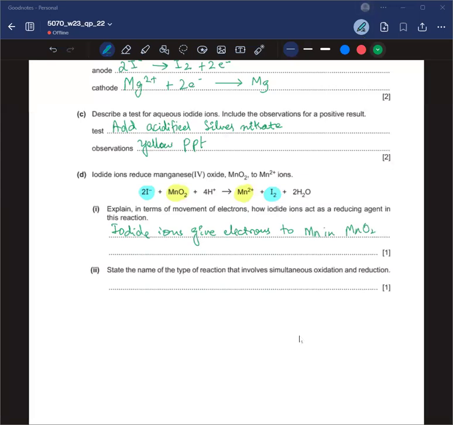So here we are being asked, okay, in part two, that state the name of the type of reaction that involves simultaneous oxidation and reduction. And we know that it is called redox. So I'll write redox.